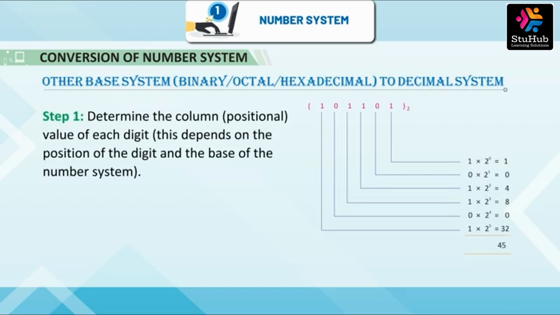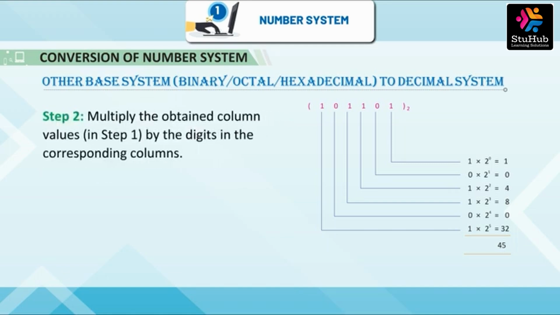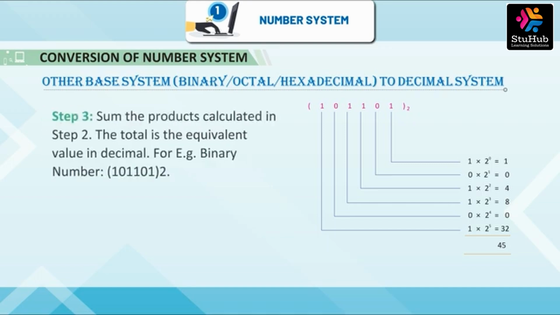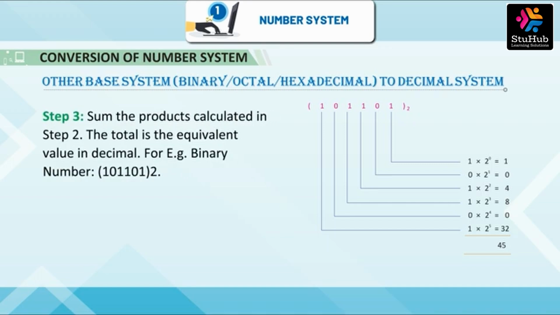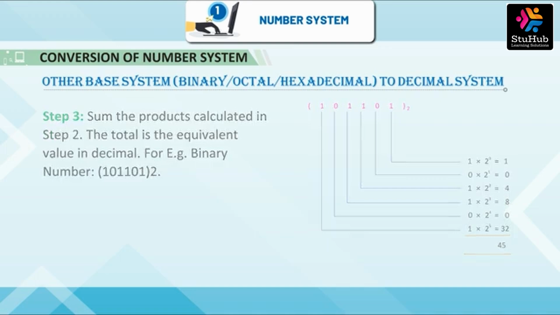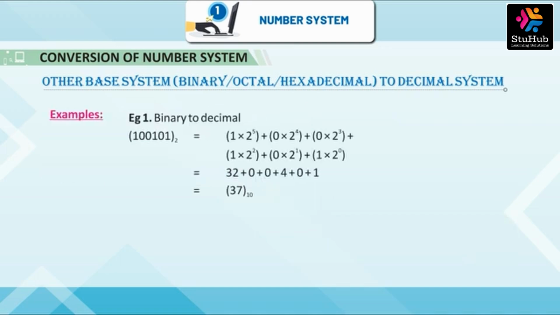Other base systems, binary, octal, hexadecimal, to decimal system. Step 1. Determine the column positional value of each digit. This depends on the position of the digit and the base of the number system. Step 2. Multiply the obtained column values in step 1 by the digits in the corresponding columns. Step 3. Sum the products calculated in step 2. The total is the equivalent value in decimal. For example, binary number 101101 with base 2.